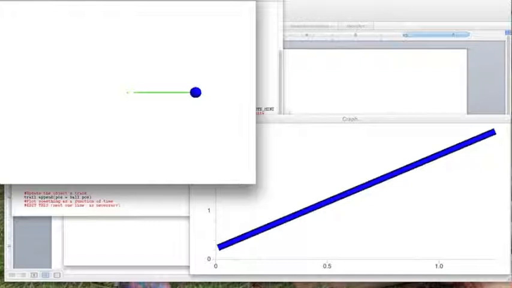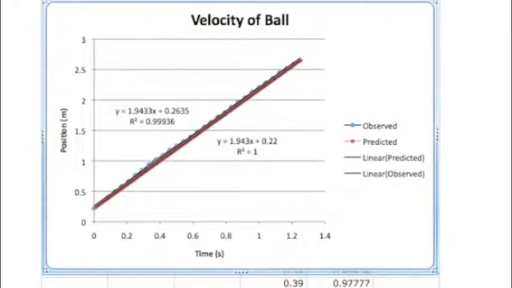The data was saved to a CSV file and graphed in Excel with the observed values. As you can see, the observed data is very close to the predicted data. Both are linear and the models fit well. The velocity for the observed data is 1.9433 meters per second, and the velocity for the predicted data is 1.943 meters per second. The percent error for the motion is 0.01%, which tells us the model fits extremely well and there were very few errors based on the data.